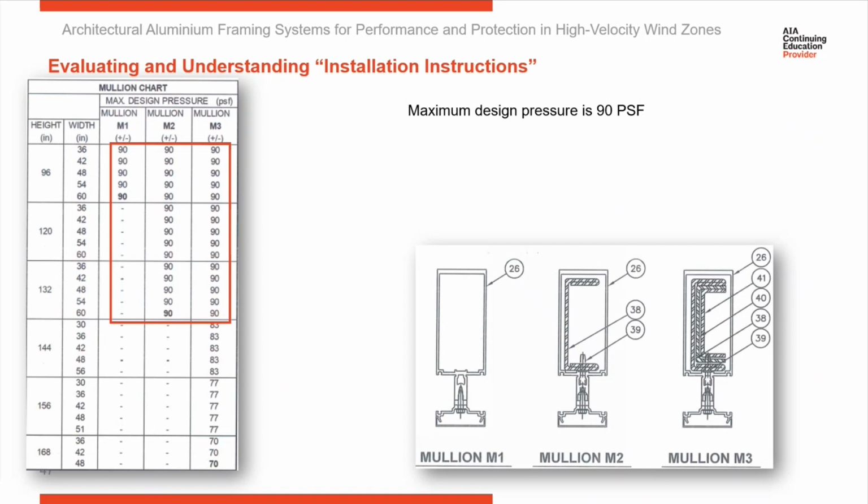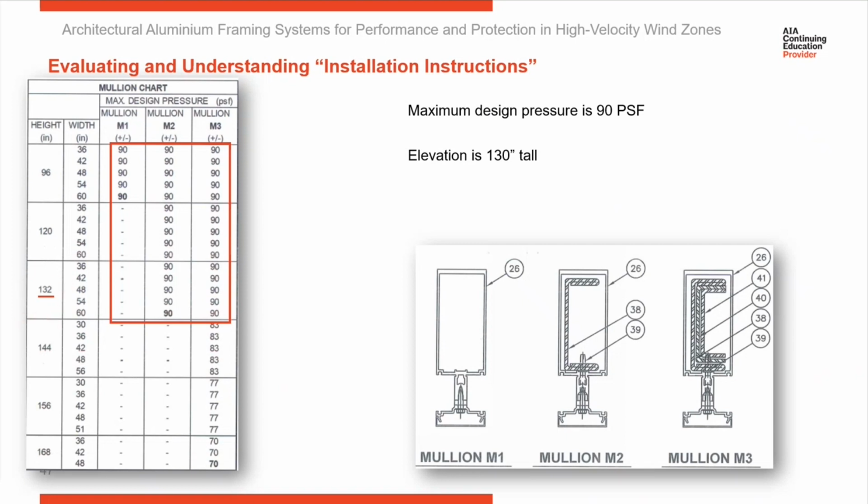Now we're going to locate the height of our mullions on the chart. In our project, we're going to say our mullions are 130 inches tall. So over here on the left, we're going to find what category fits 130. That's going to be right here, with a maximum of 132.